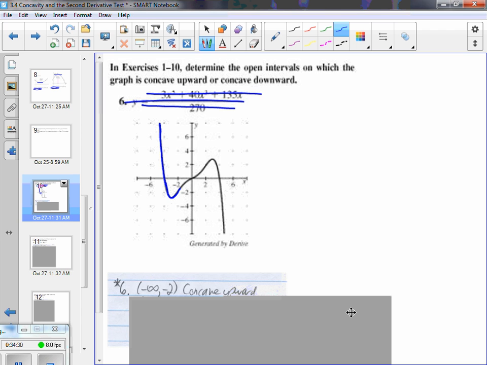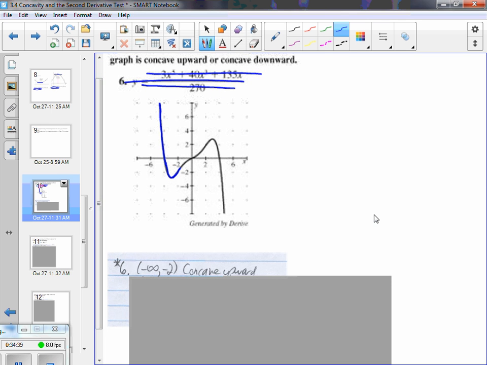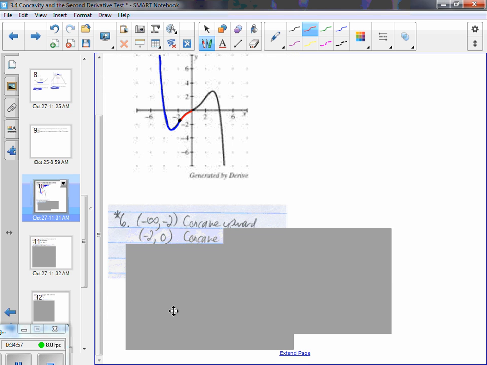And the words are really upward and downward, even though we usually say and write up and down. It's supposed to be upward. All right? And then, right there at x equals -2, we have a point of inflection. And then the graph is concave downward now. And it's concave downward how long do you think? Till 0? So from negative 2 to 0, concave downward.